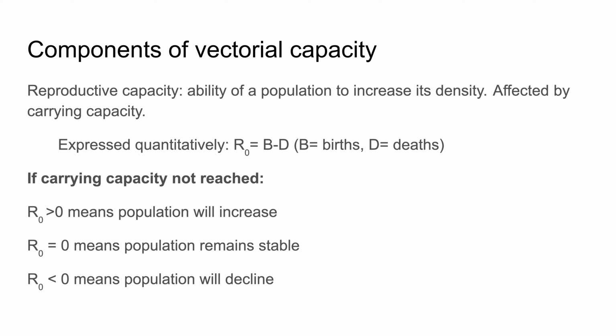And when R sub 0 is less than 1, when the carrying capacity affects a population to the point that reproductive capacity is less than 1, is less than 0, is in the negative, then we're in concern. We are concerned for loss of that population.